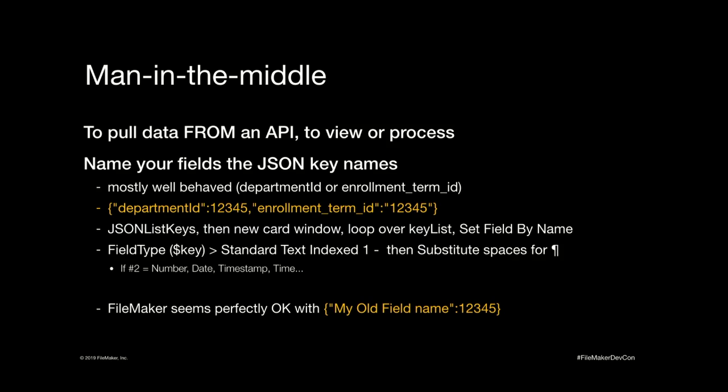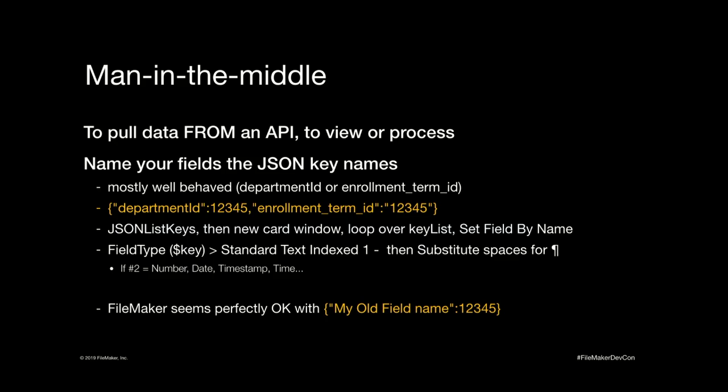If you do JSON list keys on that JSON, you'll get what are effectively a list of field names. And then the other thing I've been doing is doing field type with that key name. You get back something like that in the middle. Again, if you substitute the spaces for returns, you're interested in the second piece of information there, so you know what type of field this is going back to.